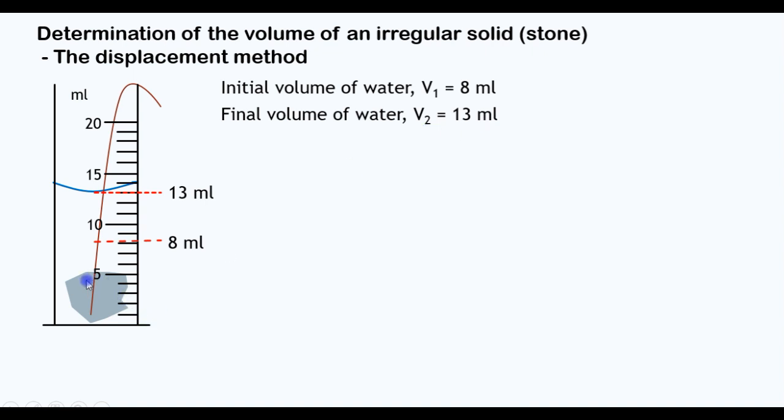Now, since the stone will displace a volume of water equal to its own volume, here the volume has increased from 8 milliliters to 13. So the volume of the stone is equal to V2 minus V1, and this is equal to 13 milliliters minus 8 milliliters, and it gives us 5 milliliters. So this is the volume of the stone.